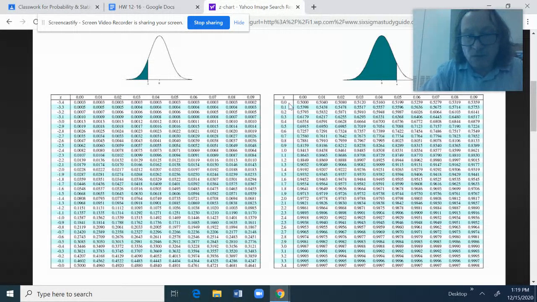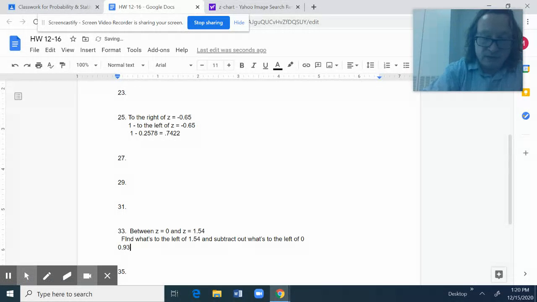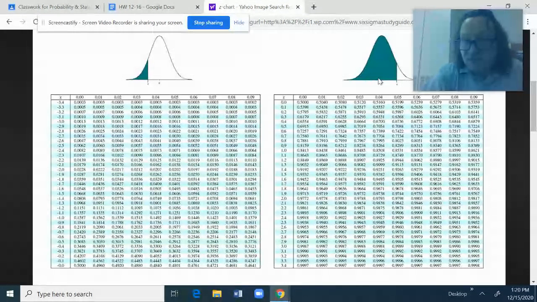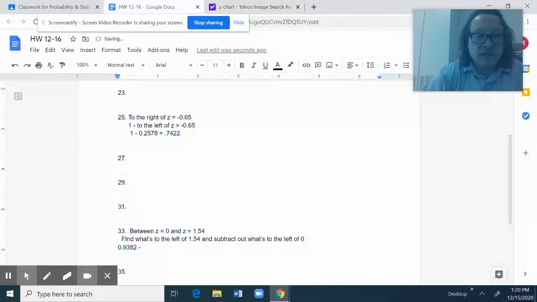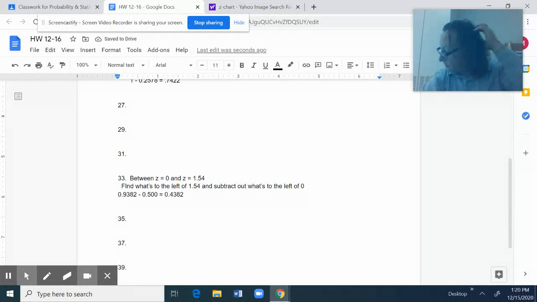So let me go look up 1.54. It's positive, so I go to the positive side. I need 1.5, and then I need 4. So 1.54 is 0.9382. Now, I want to get rid of what's to the left of 0. I only want from here to here. I don't want from here all the way over. So I'm going to subtract out this part, which we know for 0 would be 0.5. If I remove what's to the left of 0, that'll leave me what's in between. So it's going to be 0.4382 for this one.